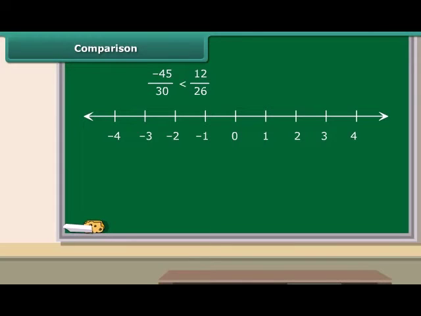For example, 2 by 3 lies here, and 1 by 3 lies here. So which one is in the right? 2 by 3. Correct. Therefore, 2 by 3 is greater than 1 by 3. Similarly, minus 1 by 3 is greater than minus 2 by 3 because minus 1 by 3 comes right to the minus 2 by 3.